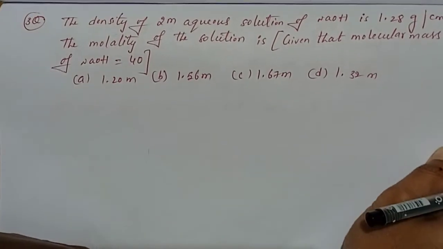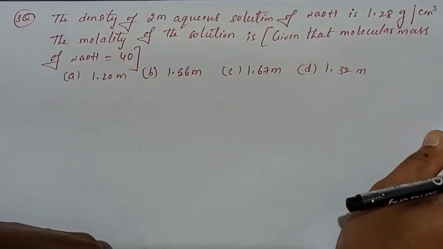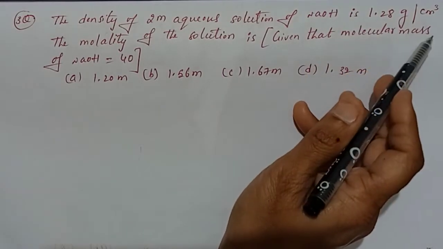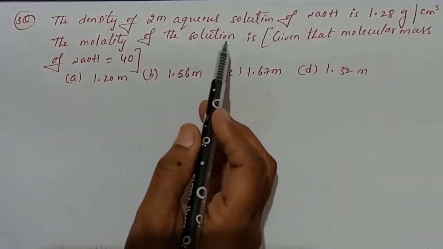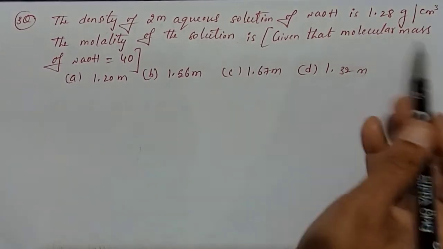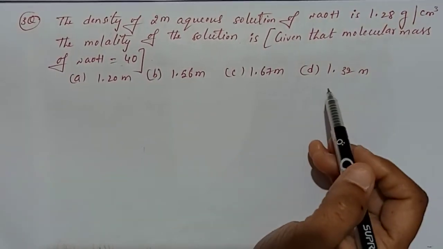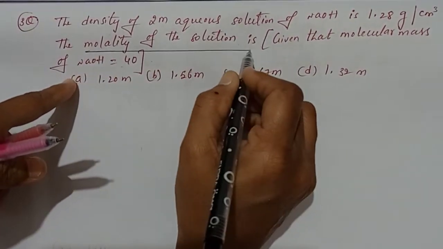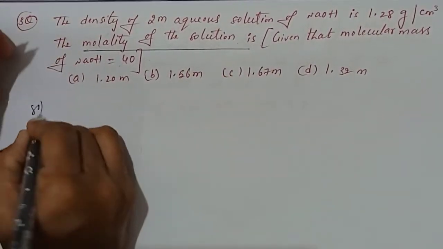Now coming to the third question, see students, what is the third question? The density of 2 molar aqueous solution of NaOH is 1.28 grams per centimeter cube. The molality of the solution is, here molecular mass also given, 4 options given. So here what we have to find, students? Molality of the solution we have to find. So how to find it?